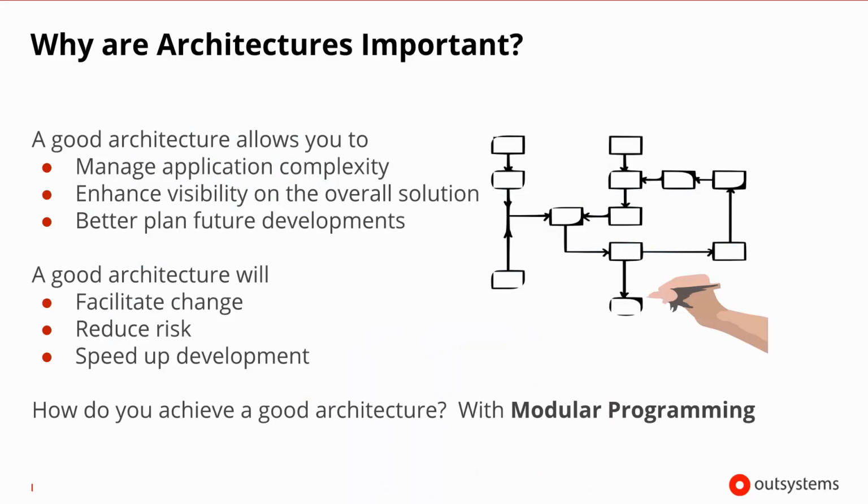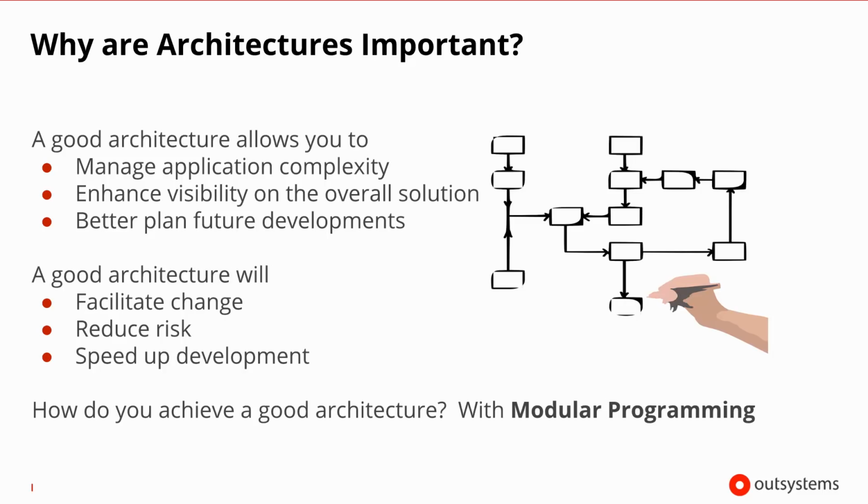So why is architecture such an important thing? Why is it such a big deal? A good architecture will allow you to manage the complexity of your application, enhance the visibility of all the parts that make up your application, therefore allowing you to better plan further developments. It will also facilitate change, make change easier, reduce the risk, and increase the development speed, because it will be easier to split work across different people.